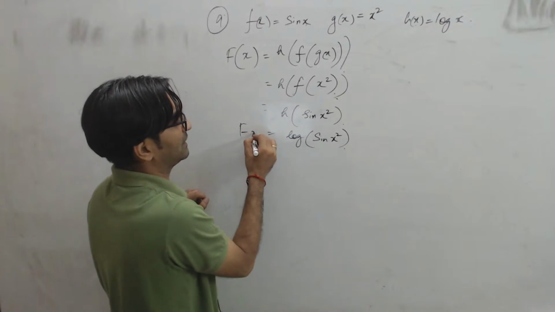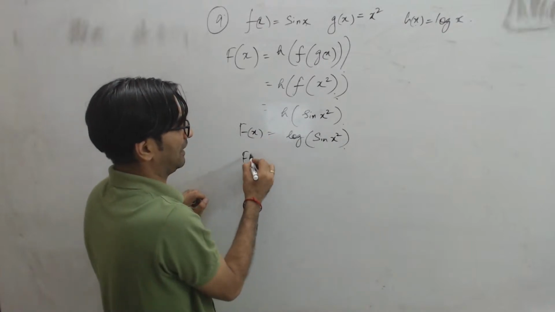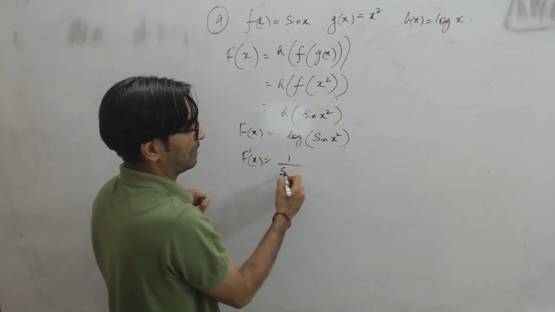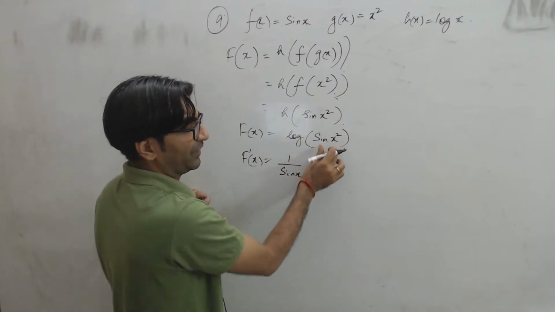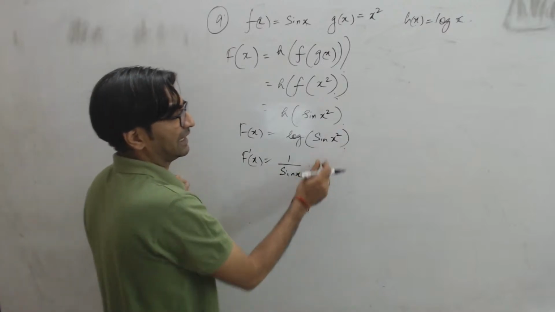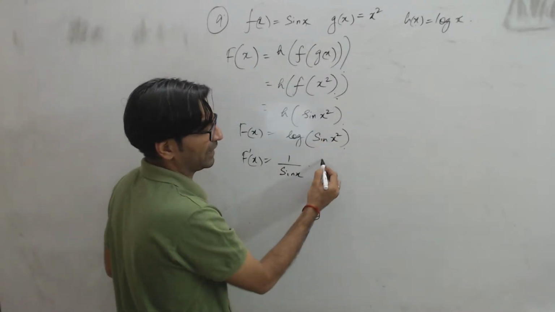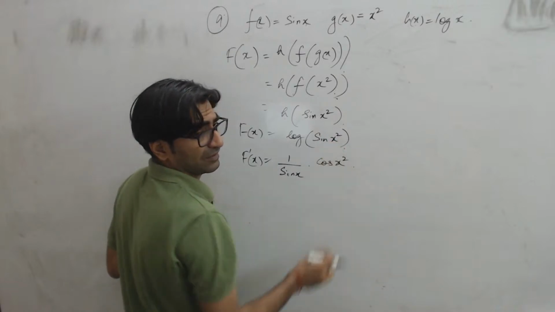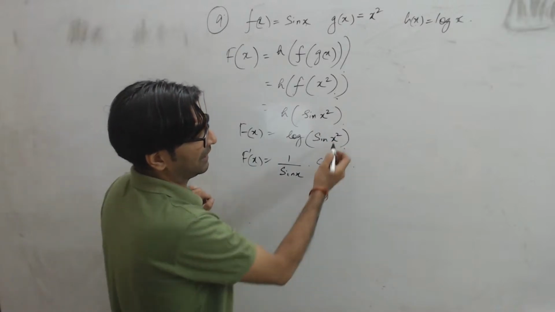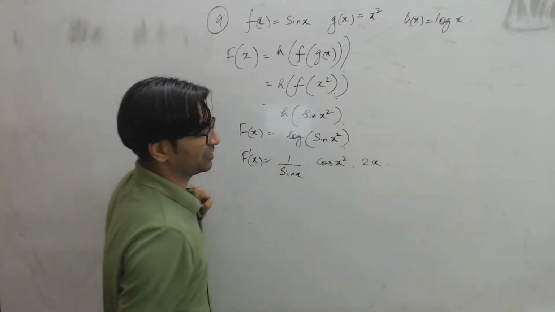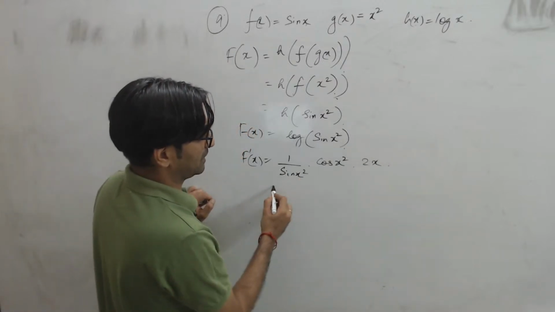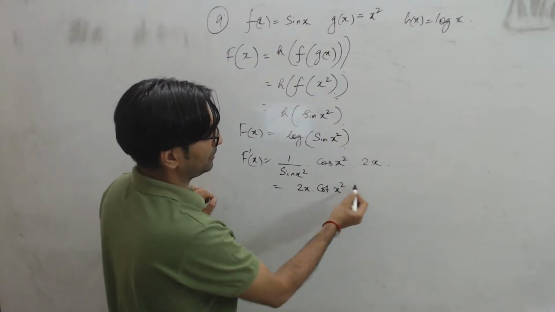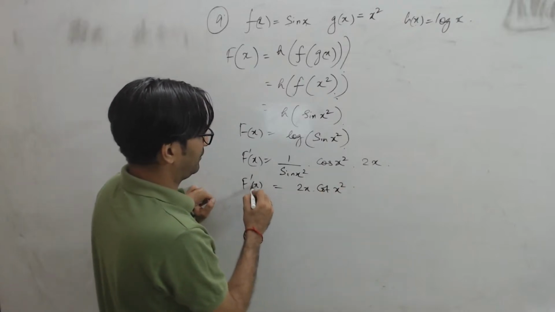If this is f x, let's calculate the differential. F dash, first differential. For a logarithm, first I'll do inverse, so 1 by sin x square into differential of that function. The differential of sin is cos, so cos x square into differential of the function contained within sin, at x square. So differential of x square is 2x, which means this actually becomes 2x into cot x square. This is f dash x.